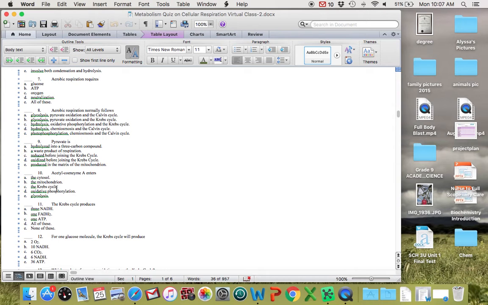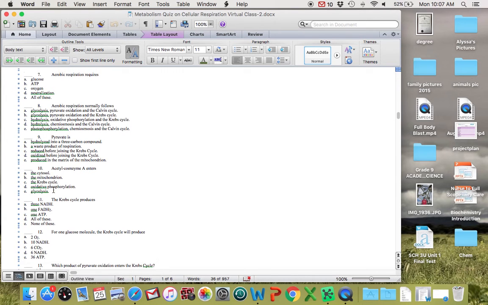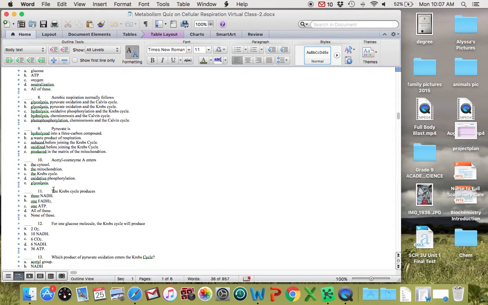Number 10, acetyl-coenzyme A enters the Krebs cycle. So 10 is C. During pyruvate oxidation, pyruvate is converted to acetyl-CoA, or acetyl-coenzyme A, and that enters the Krebs cycle. Number 11, the Krebs cycle produces all of these. So 11 is D, it produces all of these for one turn of the Krebs cycle.